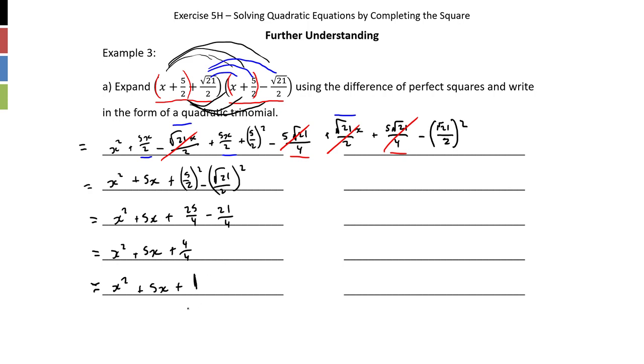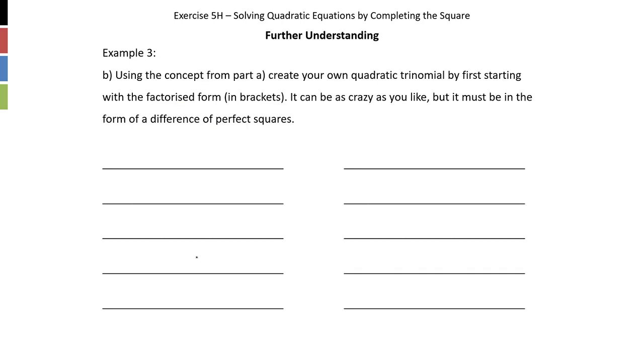Okay. So this is how we can generate problems. Okay, so example 3 is: use the concept from part A to create your own quadratic trinomial by first starting with the factorized form in brackets. It can be as crazy as you like, but it must be in the form of a difference of perfect squares. So what does that mean? Well, you have your main brackets, and within it you're going to have something that's the same. So you're going to have x plus a, x plus a, and then you're going to have plus b, minus b.